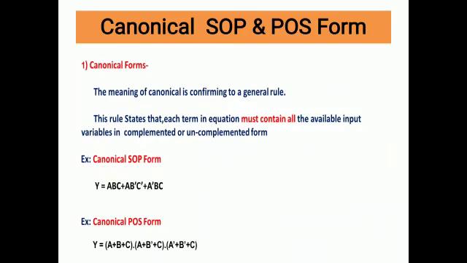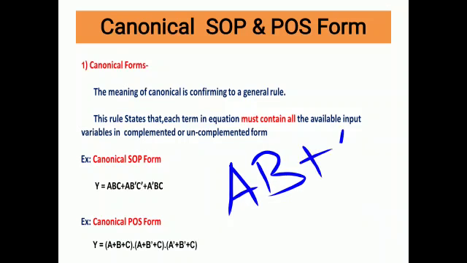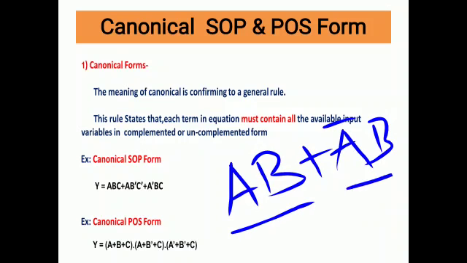Then we'll see the canonical SOP and POS form. Just now we had seen the standard SOP and POS form. Now we have to see what is canonical SOP form. Canonical means each term has all the variables. Like if there are two variables, then each term, for example AB plus A bar B. These are separate terms and they have two variables, A and B. So this is called canonical SOP.